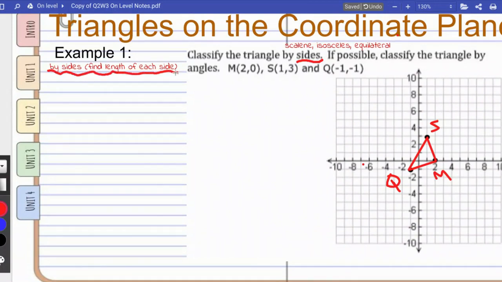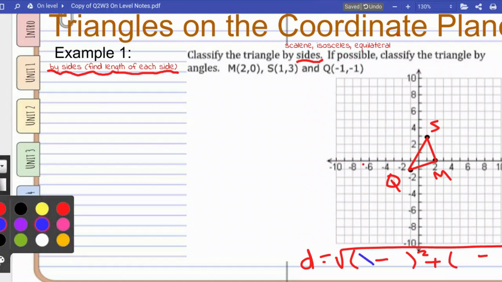So to find the length of each side, that's going to be the distance formula. The distance formula is equal to the square root of, we take the x values and subtract them, square that answer. We take the y values, subtract them, and square that answer, and then take the square root. So it's x2 minus x1 squared plus y2 minus y1 squared.